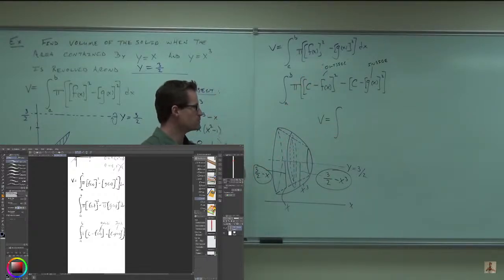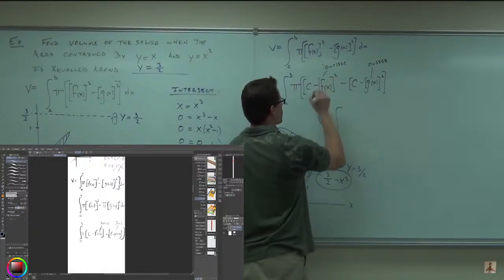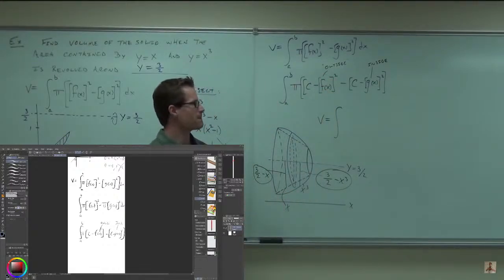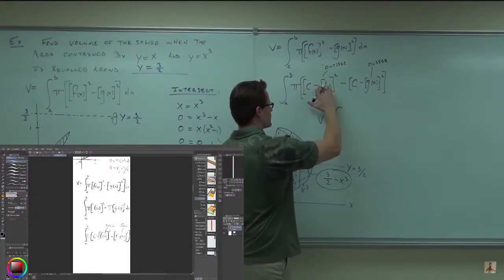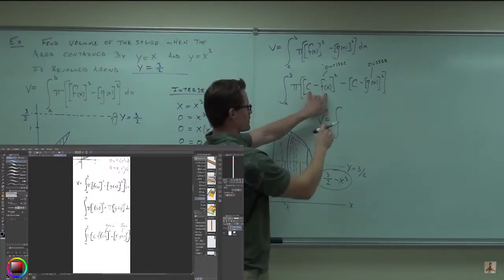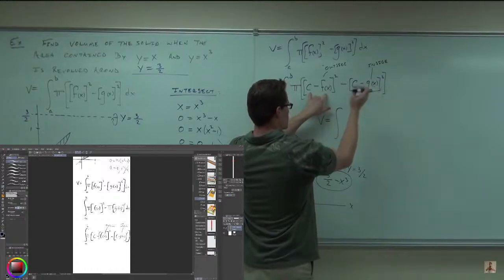So that formula, is it f of x squared or C? Oh, you know what? I just forgot this. Oh, so C doesn't square. No. What did I do to you guys? Goodness me. No, I was right. But yeah, the C gets squared. Radius, yeah, that was where my mistake was.